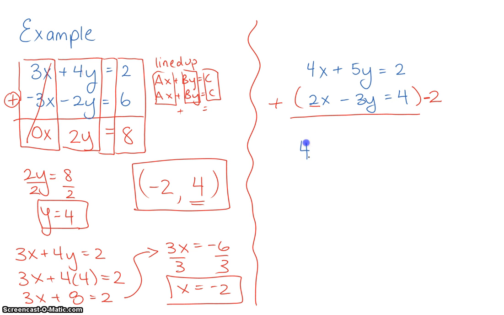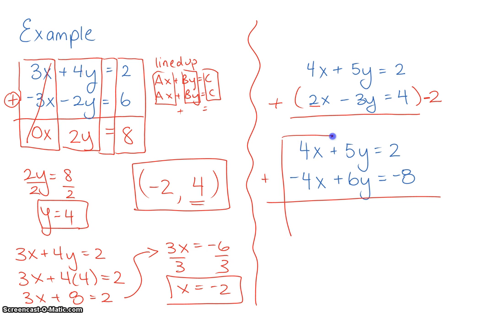The first one does not change because I have not multiplied it by any constant. Then I get negative 4x on this one, negative 2 times negative 3, positive 6y, and negative 2 times 4, negative 8. So now I've changed my addition statement to this. Again, I want to line up everything, so right now everything looks good. My y's and my x's are all lined up, my equal signs are lined up, and my constants are lined up.